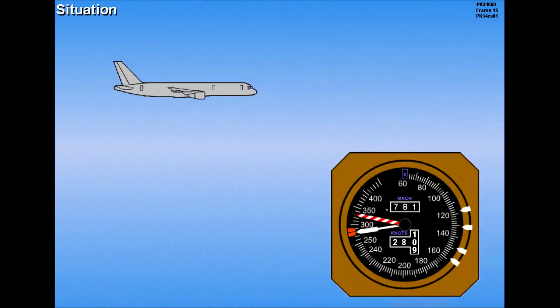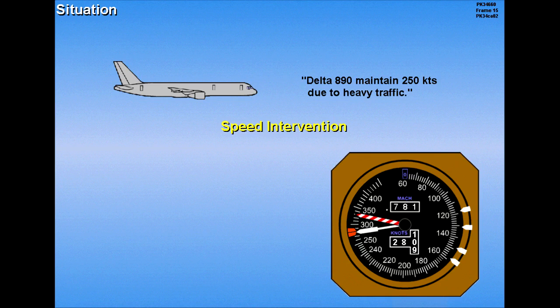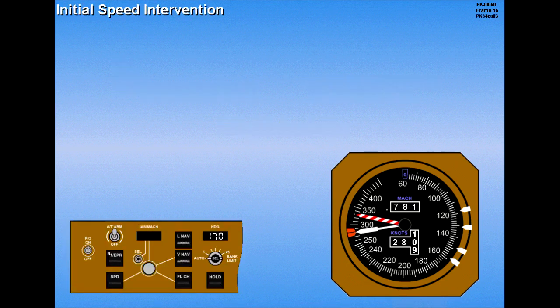In this situation, ATC has directed you to maintain 250 knots due to heavy traffic. This calls for a temporary speed restriction and is accomplished by using the speed intervention function. Speed intervention can only be used when VNAV is engaged.